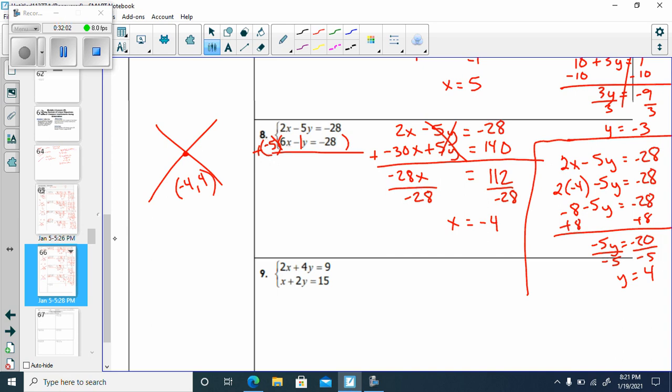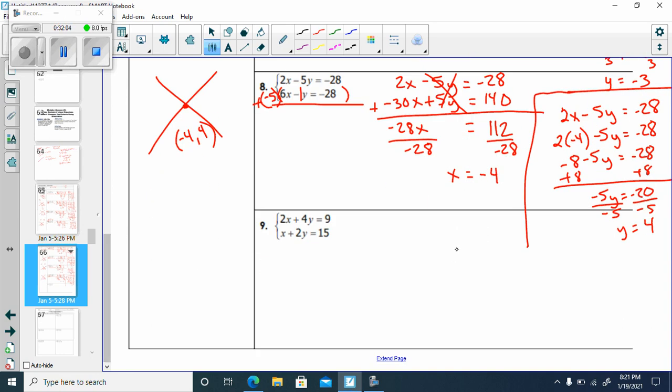Okay? Then let's look at number 9 here. If I'm doing this one, does any of it say x is equal to or y is equal to? It doesn't, does it? But I need to get rid of one of these variables. I know there's an understood one here. Can I multiply everything here by -2, and then I'd have 2x plus -2x, okay? I've got 2x plus 4y is equal to 9.